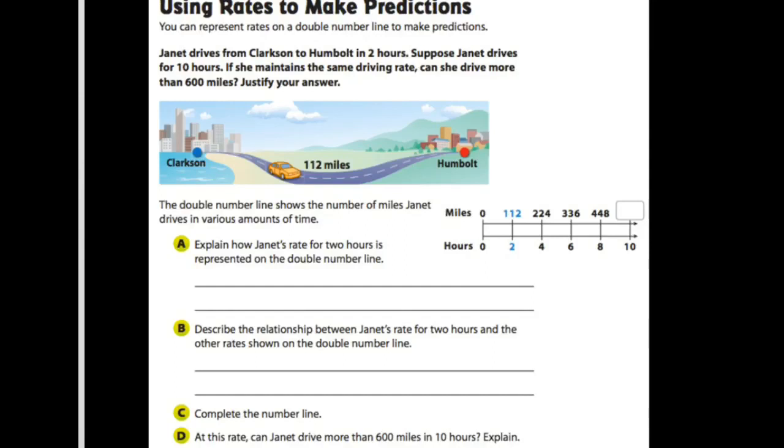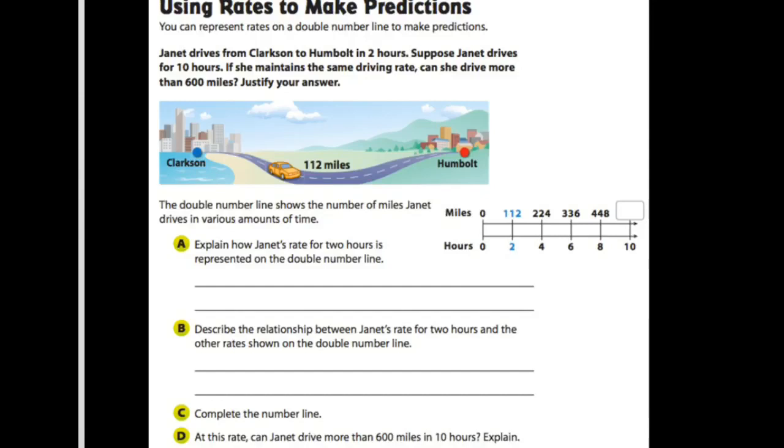The double number line shows the number of miles Jeanette drives in various amounts of time. So for 0 hours, she drives 0 miles. For 2 hours, she drives 112 miles. For 4 hours, she drives 224. For 6 hours, she drives 336. For 8 hours, she drives 448 miles. For 10 hours, we're not sure, and that's something we need to find out.